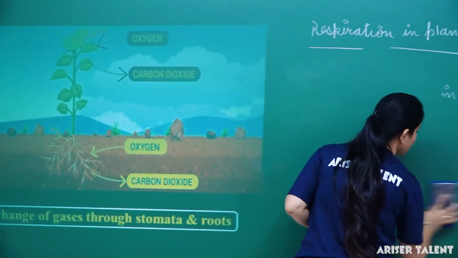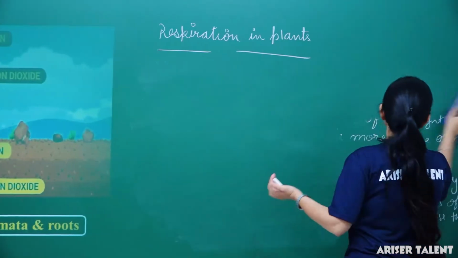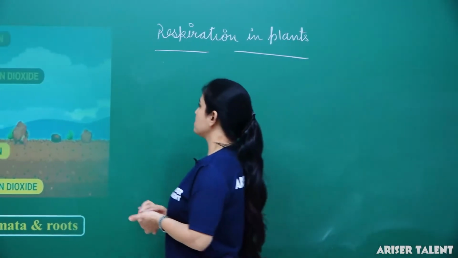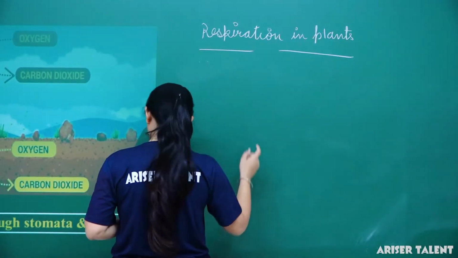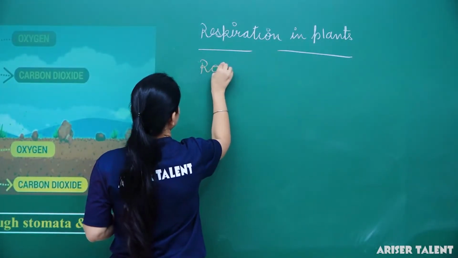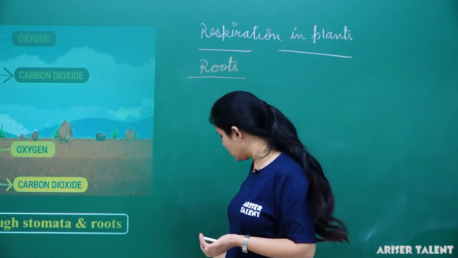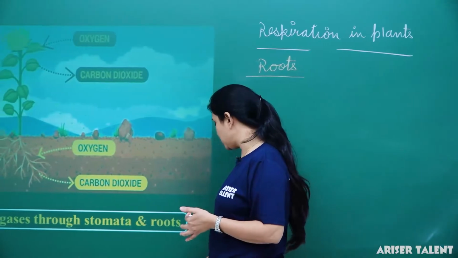It was all about the respiration by stomata which are present in the leaves. Now we will talk about the roots. As I told you, in plants, roots also help in the respiration. How do they help in the respiration?